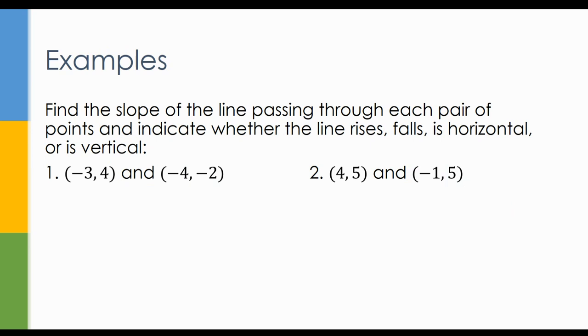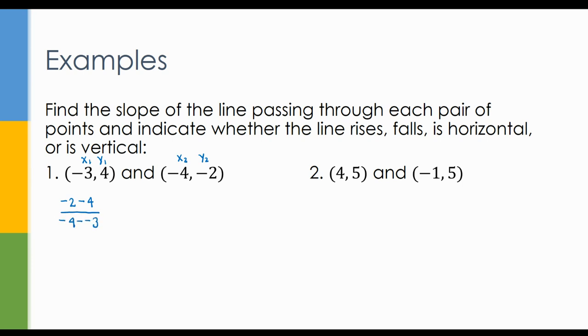So we're going to find the slope of the line passing through each pair of points, and then we'll indicate if the line rises, falls, is horizontal, or is vertical. So it doesn't matter which ordered pair you make what. I usually just make the first ordered pair the x1, y1, and the second ordered pair the x2, y2, and we're just going to calculate. So once again, we're thinking of the change in y over the change in x, or the rise over the run. So I'm going to subtract the y's, put that over the differences of the x's.